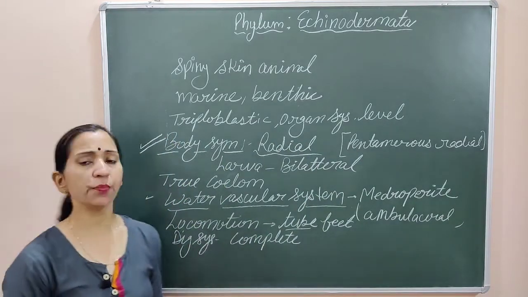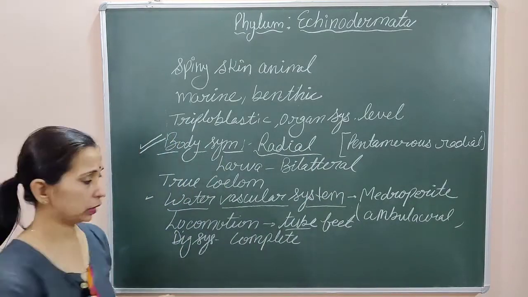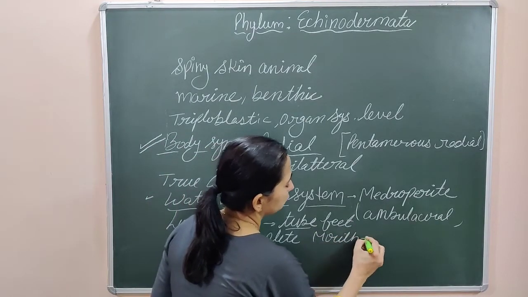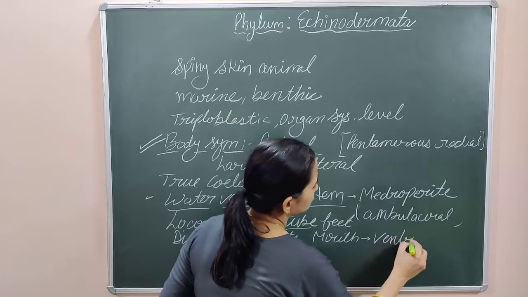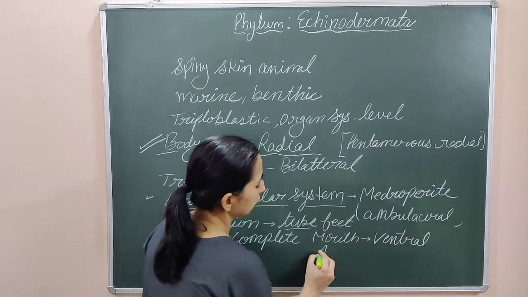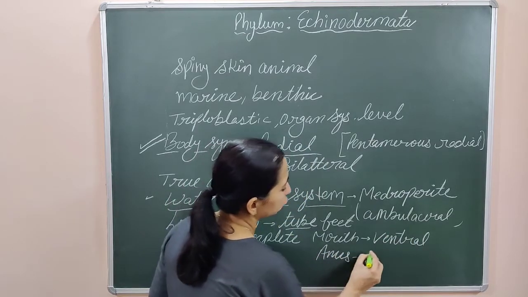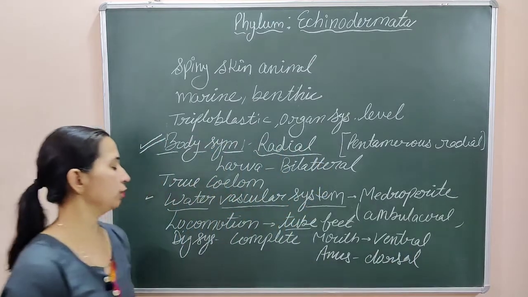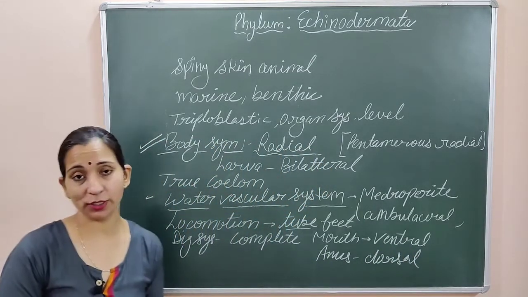Okay, the digestive system is complete. Mouth is present at the ventral side or the lower side, whereas the anus is found at the dorsal side. So this is about their digestive system. Now let's come to the circulatory system.